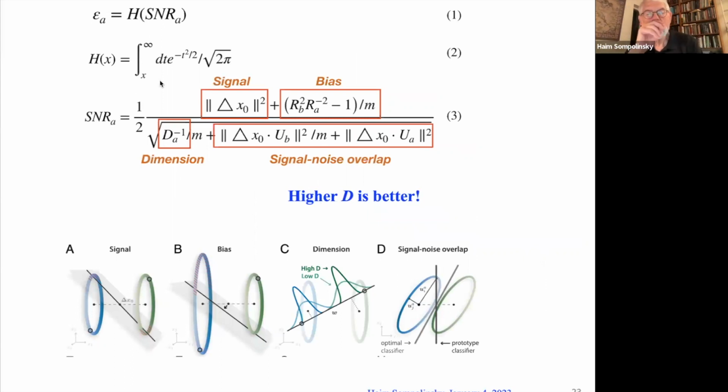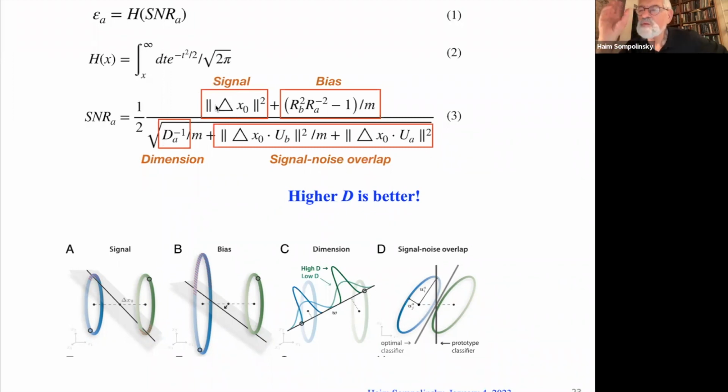So what we see here is the following: the decision variable is Gaussian, and has a mean and a variance. So then the error is simply the tail of a Gaussian around this mean. So this is the famous H of x, and the argument of H is the signal to noise ratio. So I write it here. The signal is the numerator, the noise is the denominator.